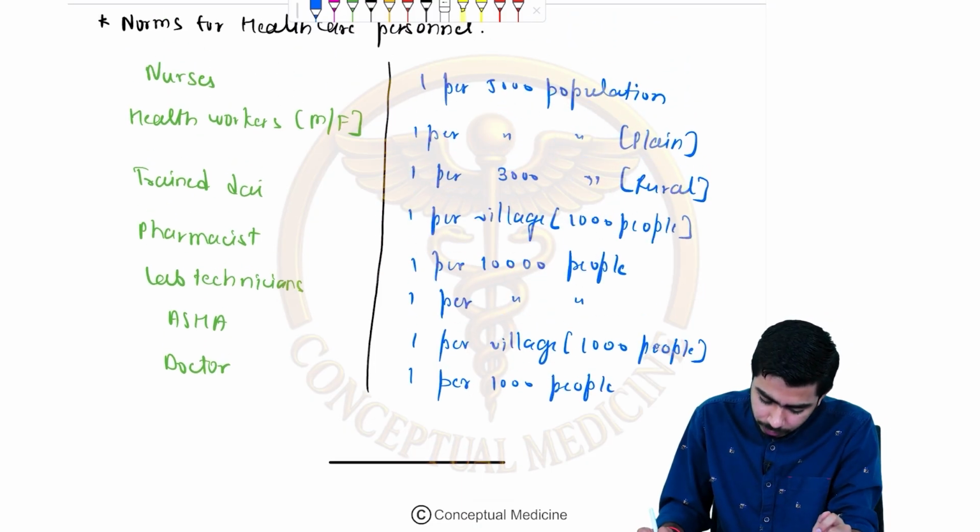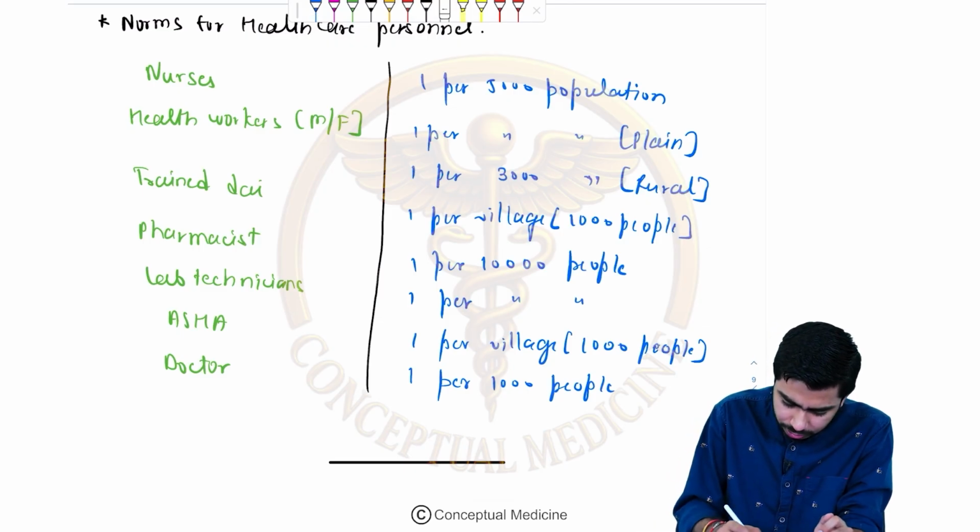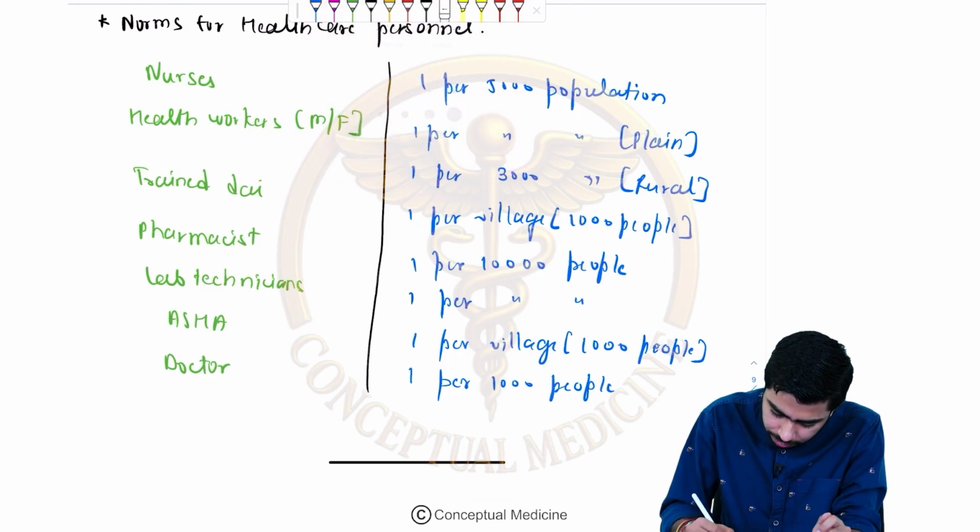Health worker, for the rural areas, it is around 100. Please correct that. That is around 100 people.